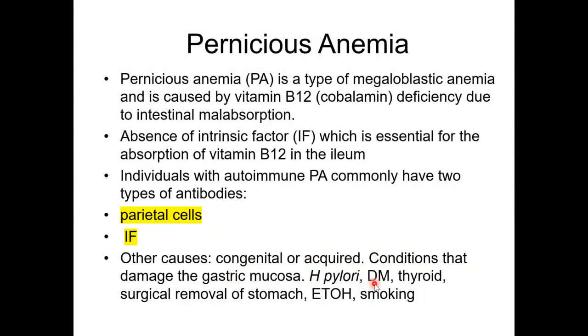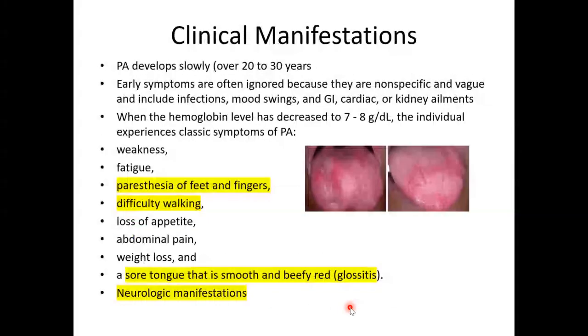Pylori, somebody who's diabetic, some thyroid autoimmune. Another place that this is not uncommon is somebody who has any surgical removal of the stomach, or somebody who has a bariatric surgery. They have the sleeve for weight loss. They often will manifest with a vitamin B12 deficiency because there's some type of damage to one of these antibodies, or one of these factors right here. Smoking and alcohol can certainly contribute to it as well.